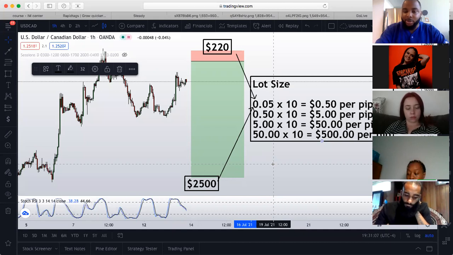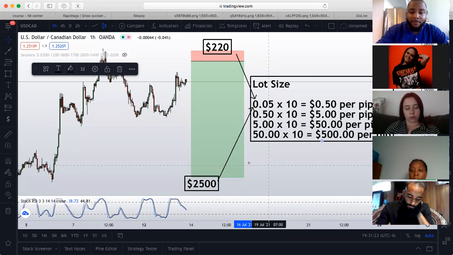okay? So now you can factor in, okay, if you're using a risk calculator, hint, hint, wink, wink, Steady has a risk calculator. You input what your stop loss is going to be, right? And they're going to tell you what your lot size is based off the amount you want to risk in your account, okay? This makes sense to you guys here as well?